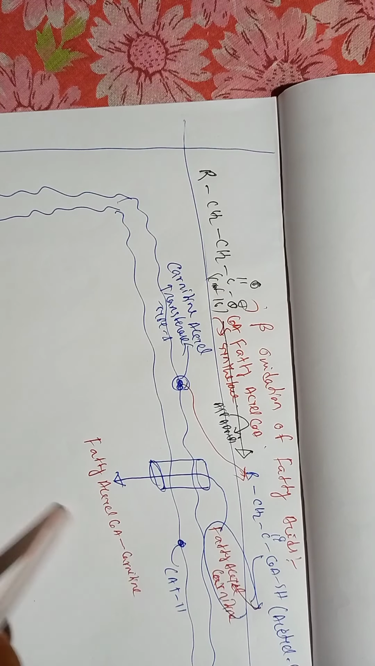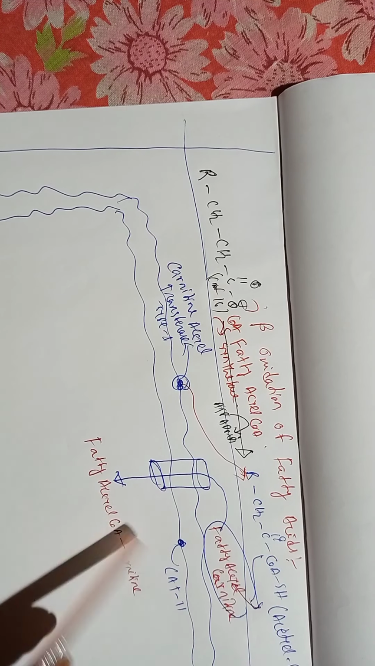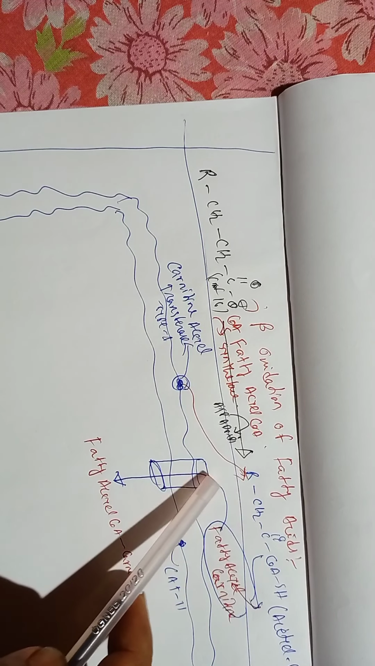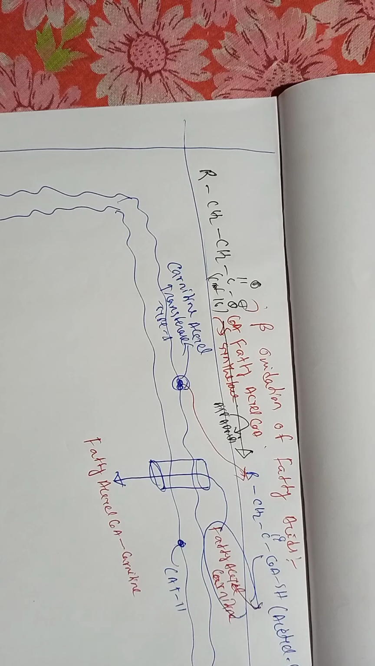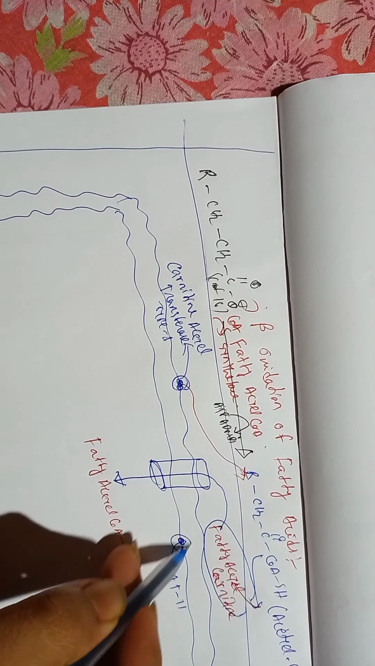Now there is a chance, guys, that this compound may go back to the outside of the mitochondria. That's why we have to do something so that it cannot go outside. So we will not let the compound go outside. So we have to do one modification here.